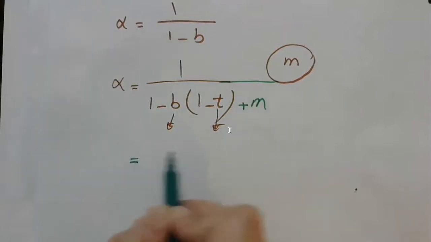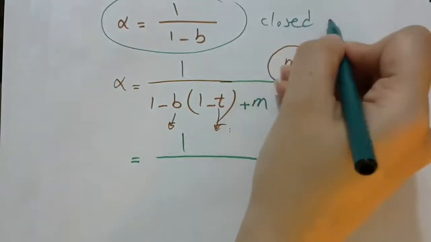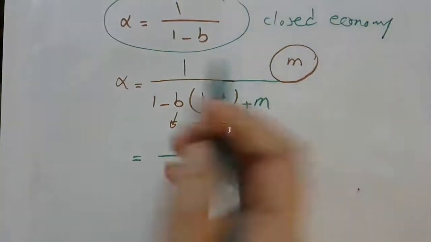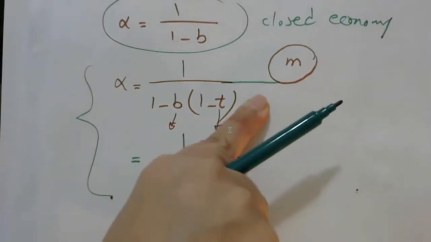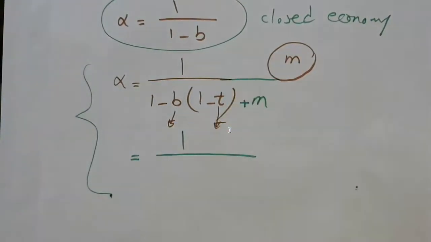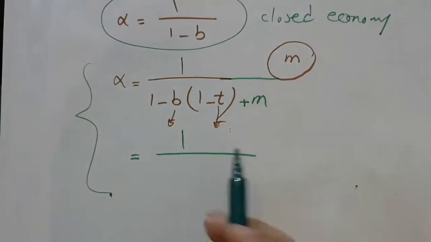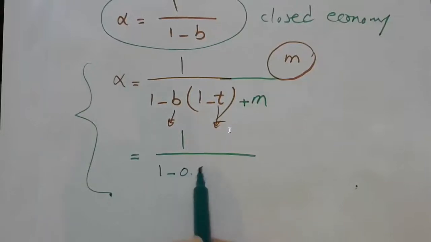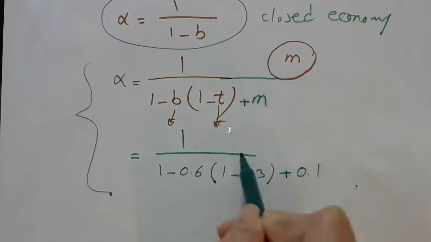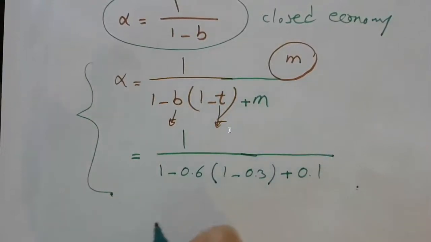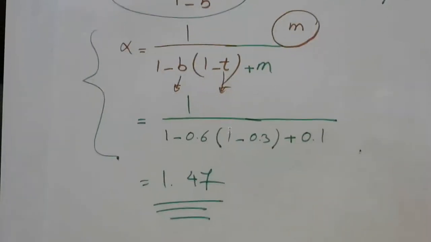So we replace one. Do remember this is for a closed economy, right? This two is for an open economy. If you don't have the import rate, it's going to be 0, whatever we have been doing so far. If you have the import rate, then you have to add it here in the denominator. So then we replace everything. It's going to be 1 minus 0.6, then 1 minus 0.3, and then plus 0.1 import rate. Right? You calculate, it's going to be 1.47. This is the multiplier effect.